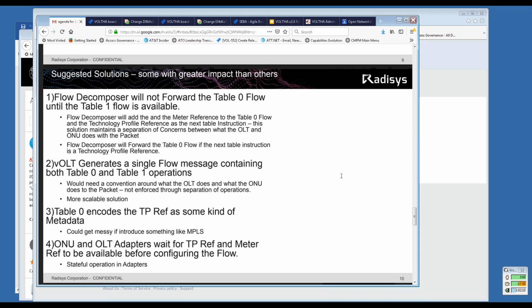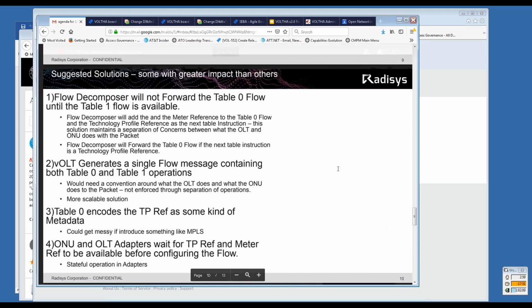Another option is table 0 encodes the technology profile reference as some kind of metadata. This may get messy if we introduce MPLS or something at some point. And the last option here is the ONU and OLT adapters wait for a technology profile reference and meter reference to be available before configuring the flow. So basically, stateful operation in the adapters. I guess there's been quite an effort to kind of avoid that. So, if you go to the next, Sean.